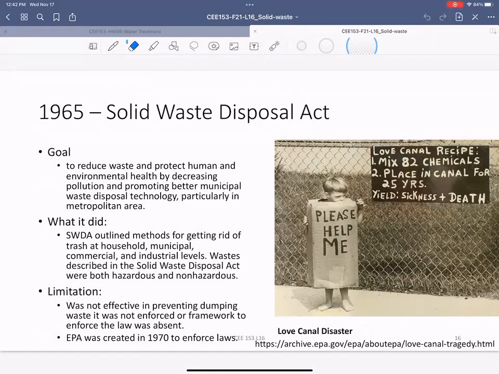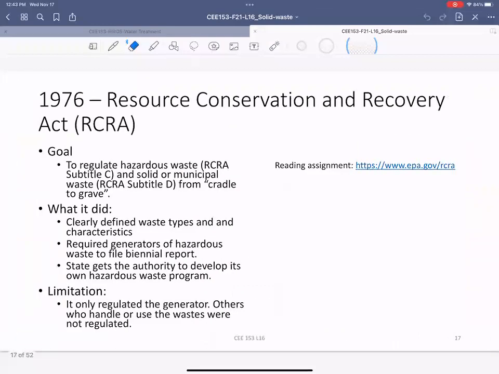Who is going to enforce? In 1965, the municipality didn't have the power. Who has the power to say that you are doing something wrong? There was no EPA at that time. That's why the limitation was there. So the EPA was created in 1970 to enforce these things.